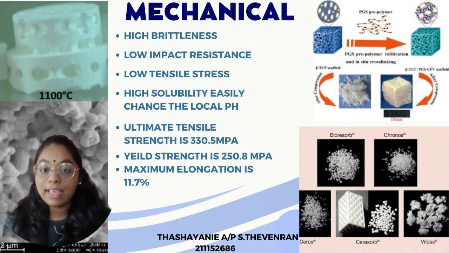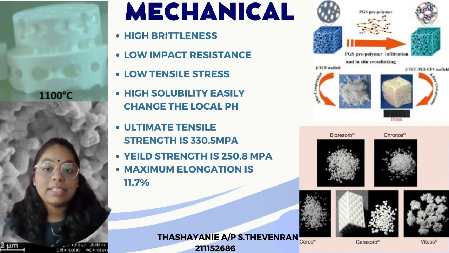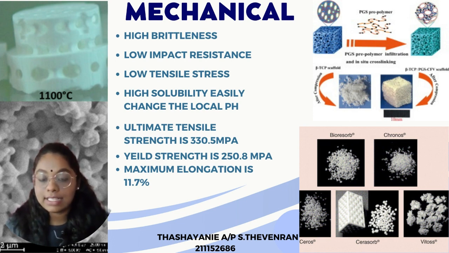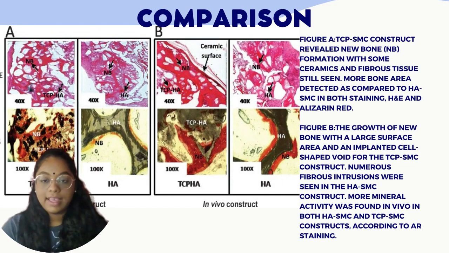Now let's look at the mechanical properties of TCP. TCP has high brittleness, low impact resistance, low tensile strength, and high solubility that can easily change the local pH. The ultimate tensile strength of TCP is 330.5 megapascal, yield strength is 250.8 megapascals, and the maximum elongation is 11.7%.